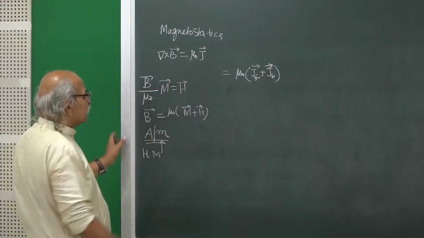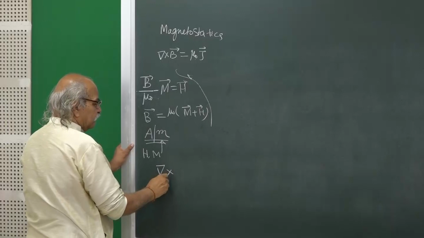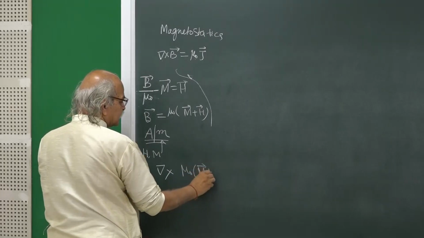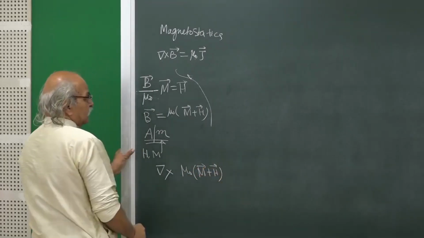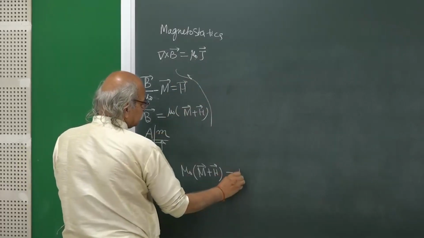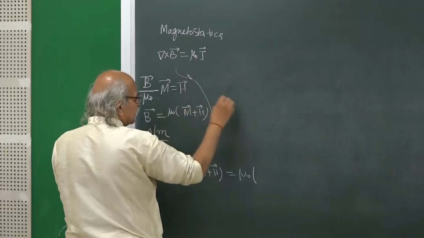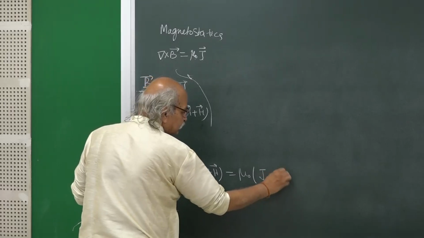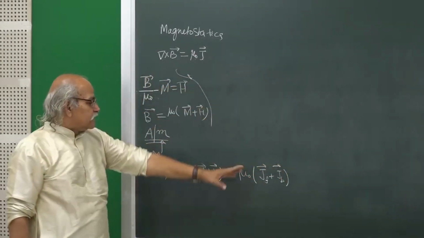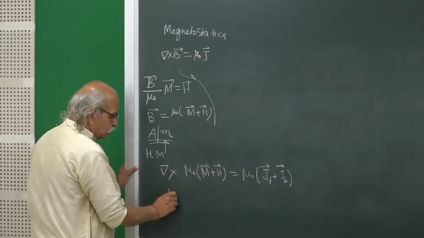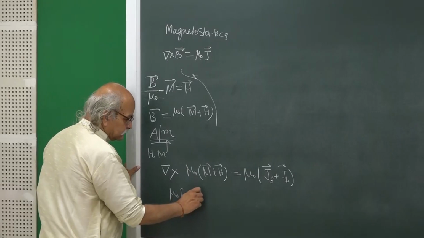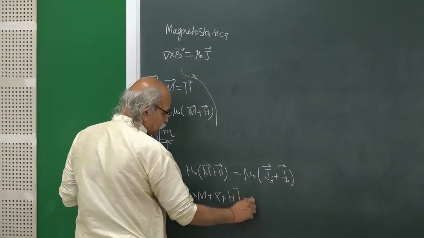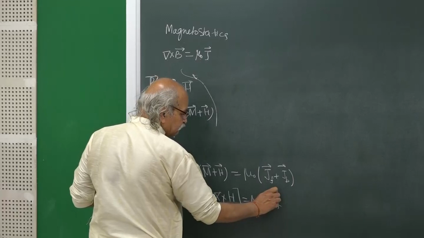Nevertheless, let us put it here. So, you have curl of B, where B is mu naught times M plus H, and this is equal to mu naught J, the total current at that point. Part of it can be free current, part of it can be bound current. So, that is our right hand side. Now, this is mu naught into curl of M plus curl of H equal to mu naught times JF plus JB.